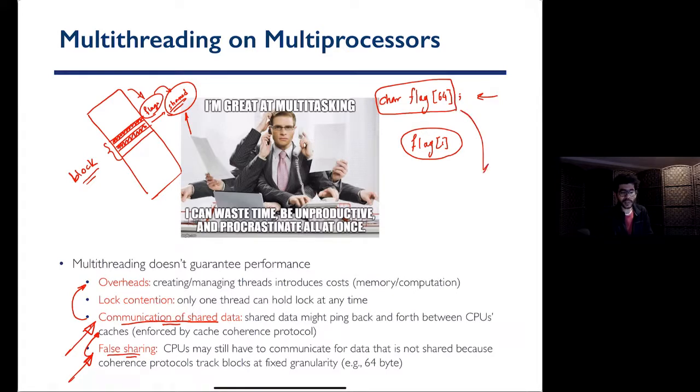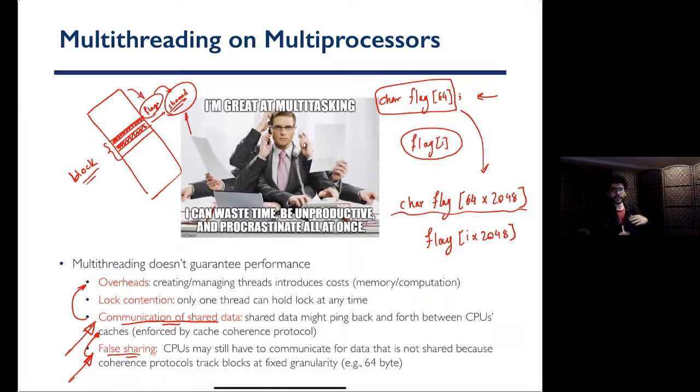The way we solved it was something like this: flag of 64 times a big number, like let's say 248. And then wherever you wanted to access your own flag, you would do flag I times 248. So this way, we put these flags in different blocks. So now when you access this, you're going to access a block that nobody else is going to access. So this would avoid false sharing.